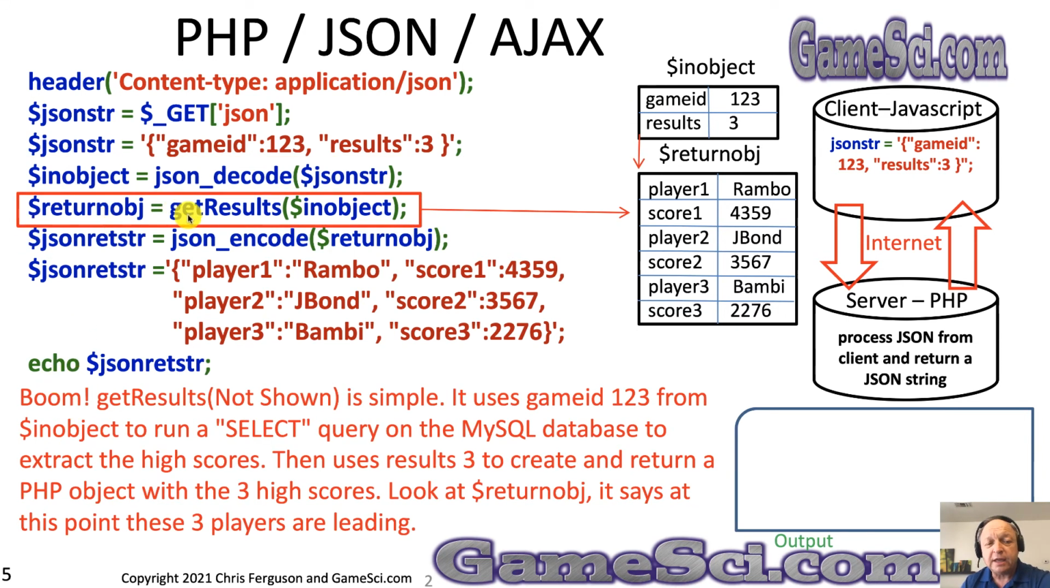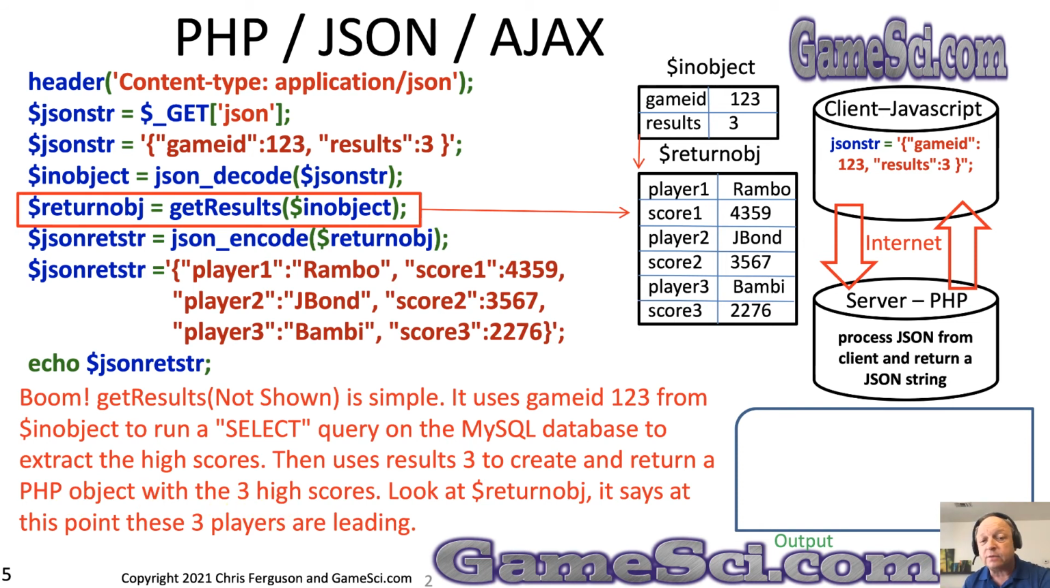$return_obj equals get_results($in_obj). Boom! Get results, which I didn't show you here, is simple. It uses the game ID 123 from $in_obj to run a select query on a MySQL database to extract the high scores from this tournament. It then uses the results to create and return a PHP object with the 3 highest scores.